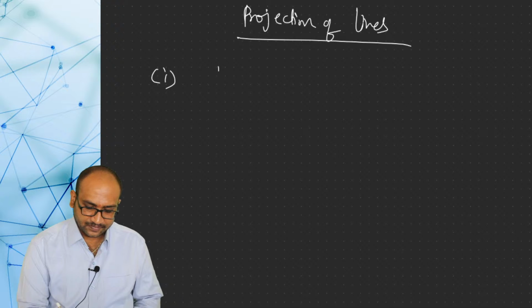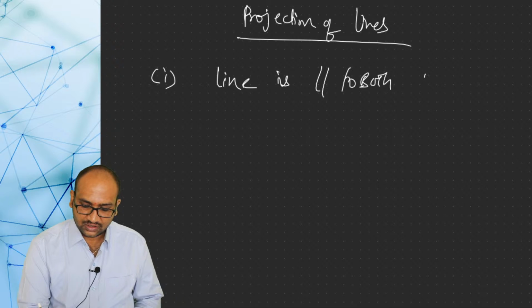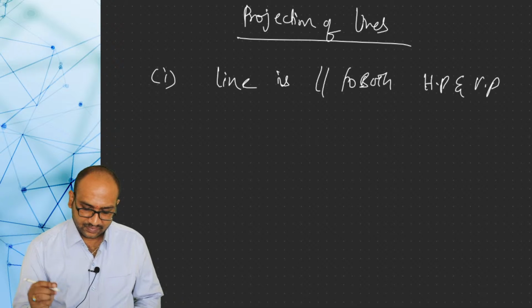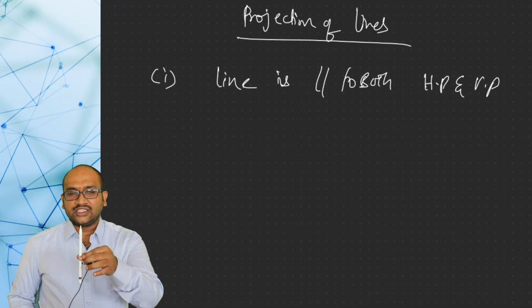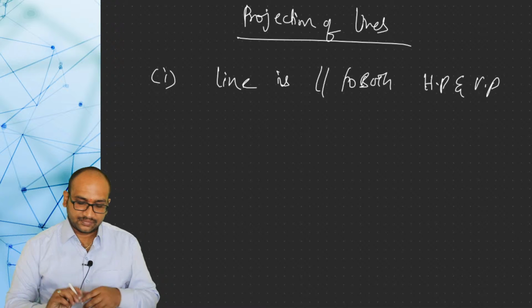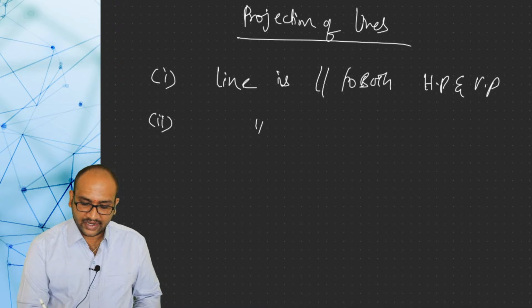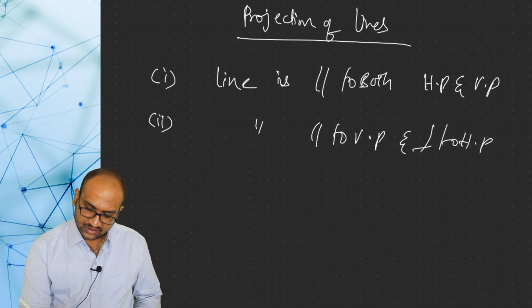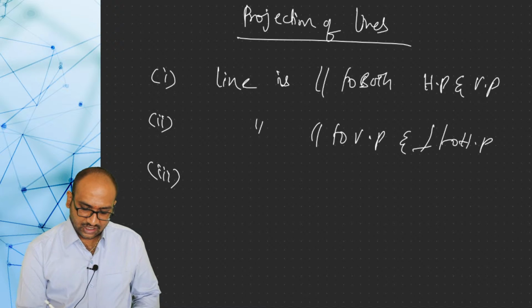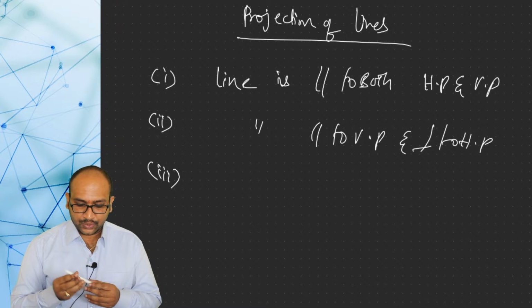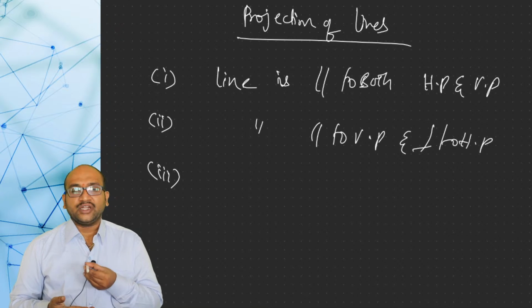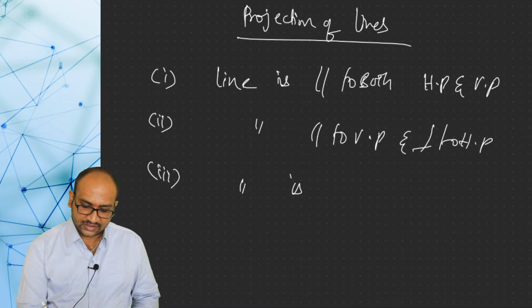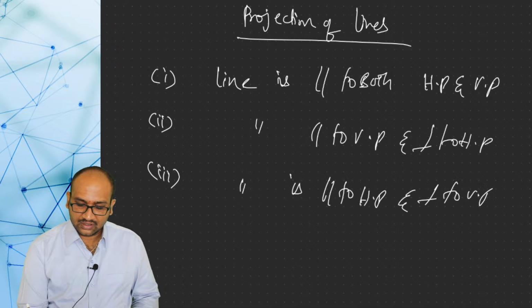This is the first position. Line is parallel to both HP and VP. Next position is: line is perpendicular to HP, parallel to VP. This is the second position. The third position is: line is parallel to HP and perpendicular to VP. This is the third position.